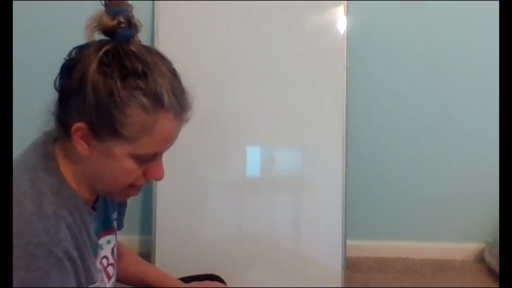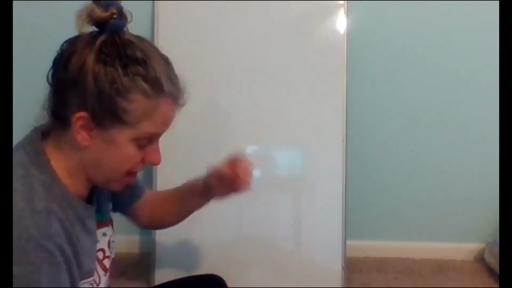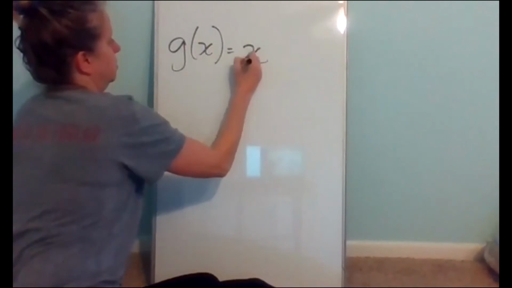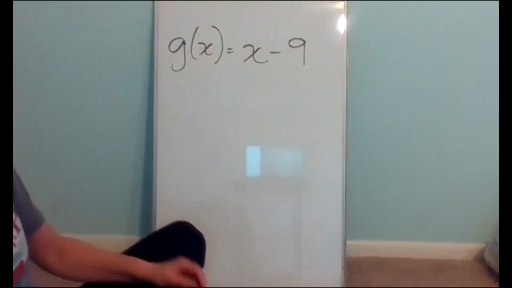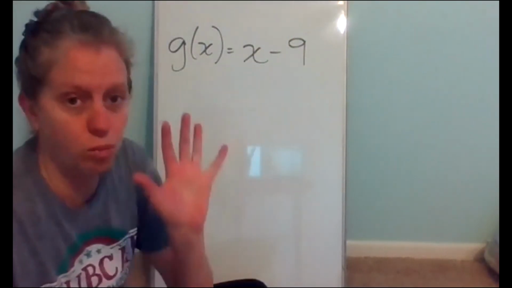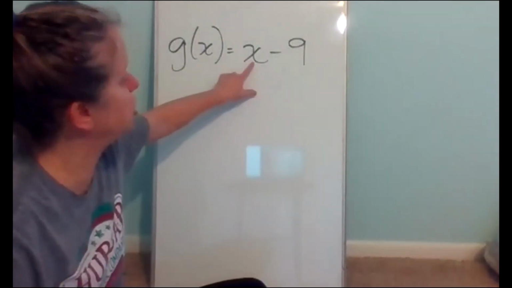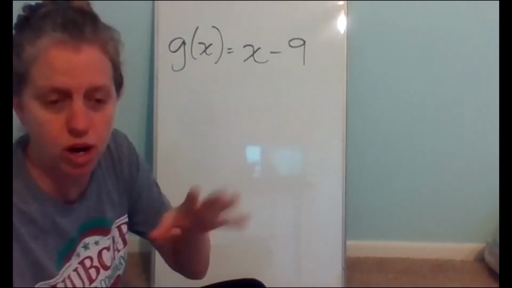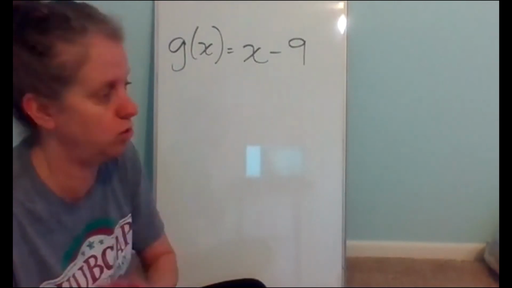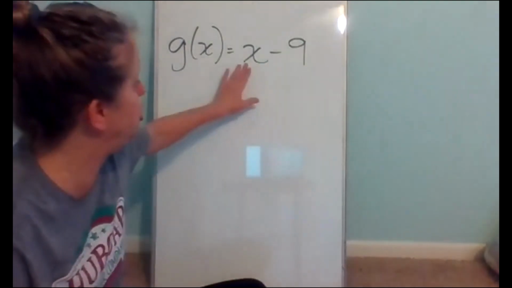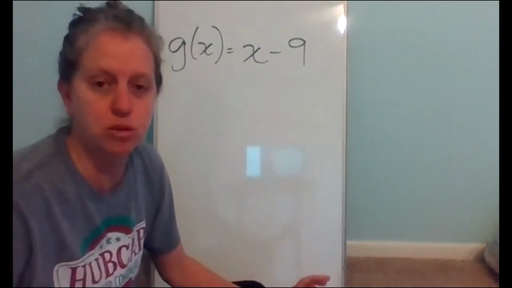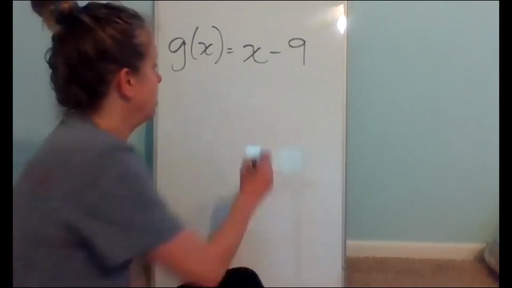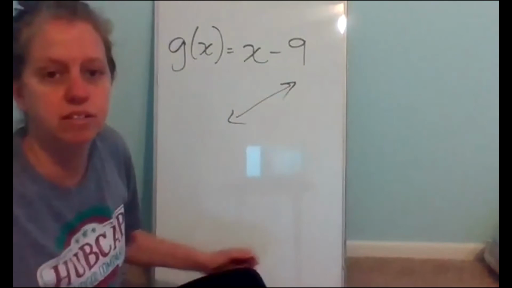All right, number 2 says graph g of x equals x minus 9. Okay, so it wants to know what shape you're starting off with. Since it's just an x, it's not squared or cubed or square root or absolute value or in the denominator or anything like that. If it's just an x, it's going to be linear, which means it's just going to make a line.